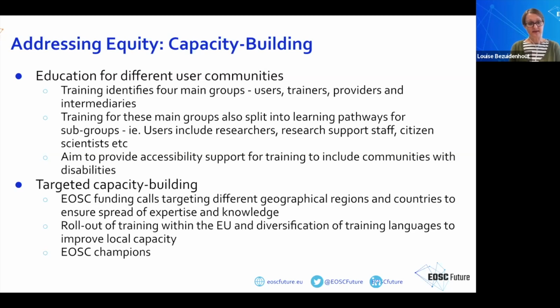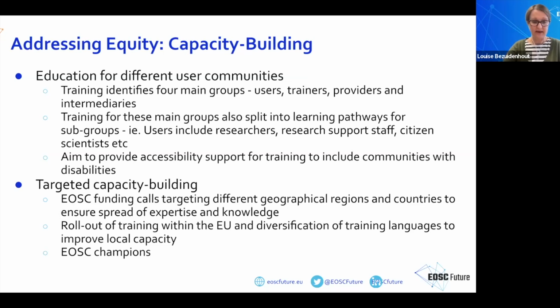The training that's being developed for these groups are also being split into learning pathways for subgroups. So, for example, users can include researchers, research support staff, citizen scientists, and so forth. So the aim is to provide training for a number of different user communities, and to ensure that anyone who wants to access EOSC resources has the training to be able to do so in an effective way. And it's also important to recognize that EOSC, like the rest of the EU, prioritizes the inclusion of previously marginalized communities. So providing accessibility support for training to include communities with disabilities is incredibly key.